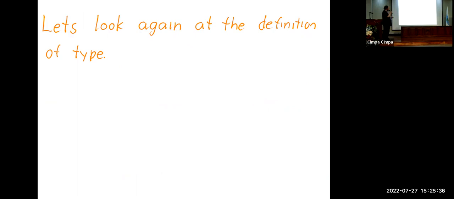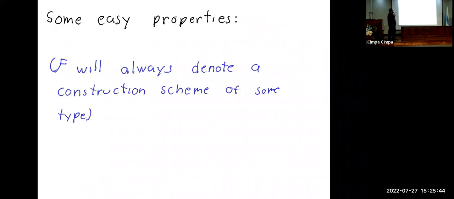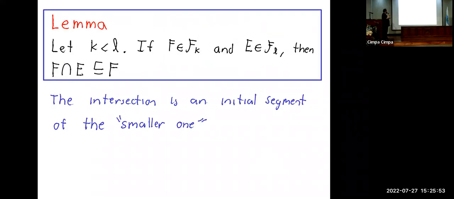Okay. Okay, so now we are going to see some of the basic properties. So we're just going to see a couple of results, which the proofs are very easy. So assume we have k less than l. If I take f of rank k and e of rank l, then the intersection is an initial segment of the smaller one. So the definition of construction scheme says that if you take the intersection of two of the same rank, then it is an initial segment of both. But now, if they have different rank, then the intersection is an initial segment of the one of lower rank.